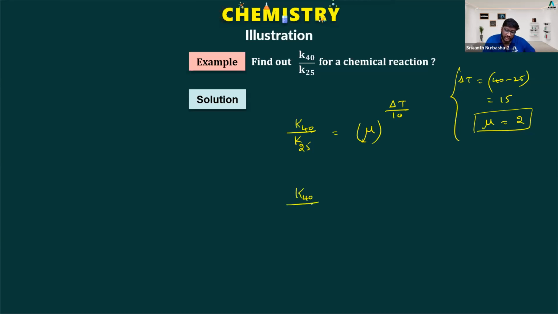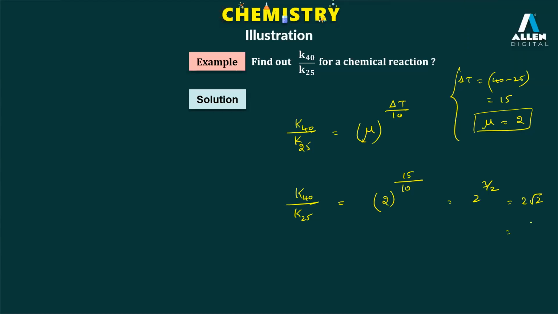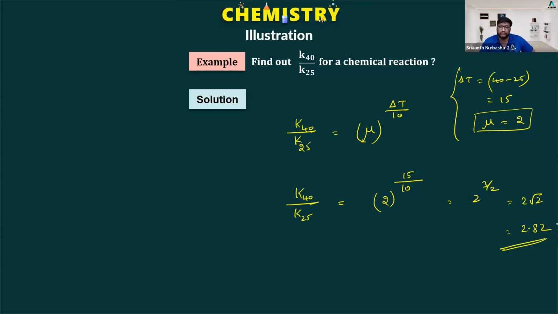So K at 40 divided by K at 25 is equal to mu is 2, 2 power delta T, which is 15, divided by 10. That is 2 power 3 by 2. 2 power 3 by 2 is 2 root 2. Is 2 root 2 approximately 2.82? Yes, sir. Approximately 2.82.